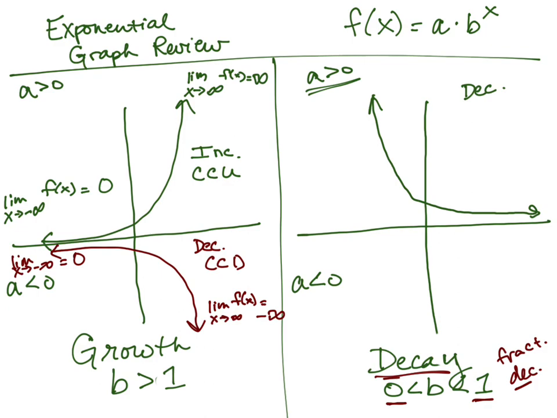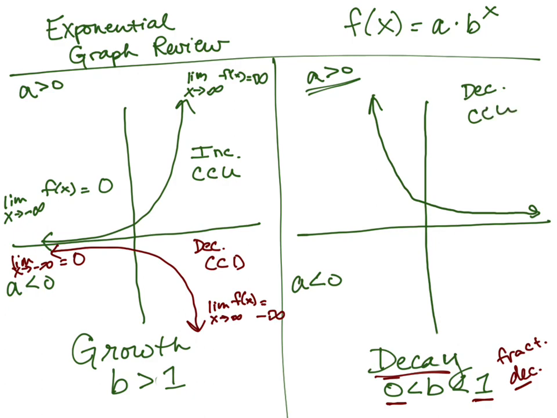There are also no inflection points. So there's not an extremum that would make it change from max to min. There's not an inflection point that would make it change concavity. Once you know that this thing is concave up, it's always concave up.